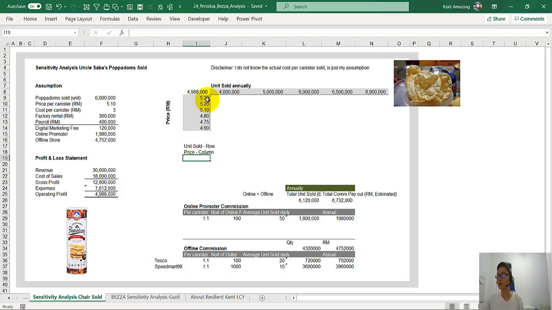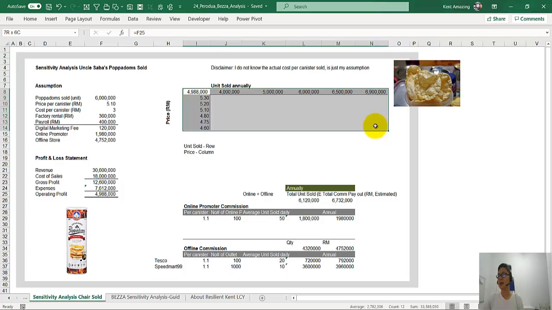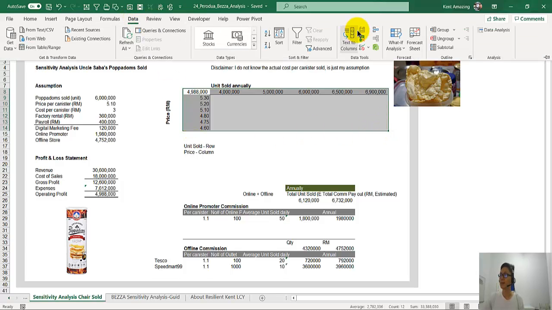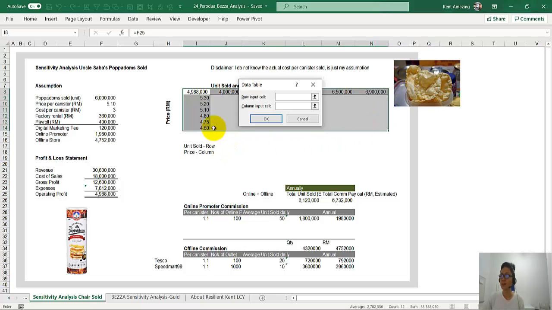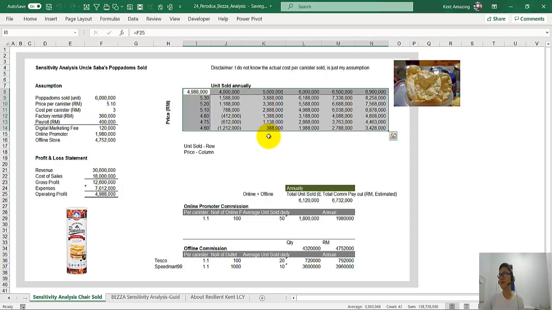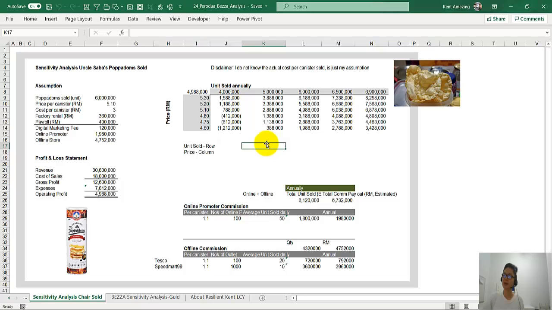Now what you can do is highlight this, go to the Data tab, go to What-If Analysis, and click Data Table. What is arranged in the row is the units, so we go for this unit. And the column represents the price, so we go for this one. Then click OK. And there you go. That is how you create a sensitivity analysis.